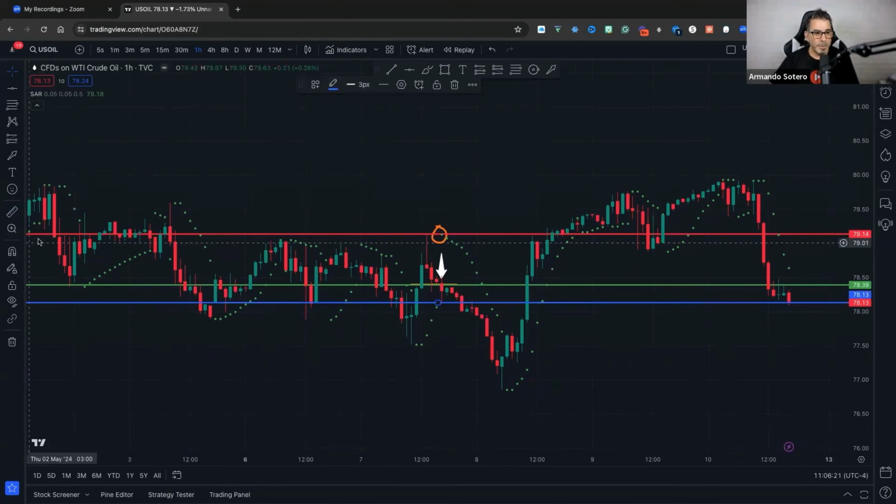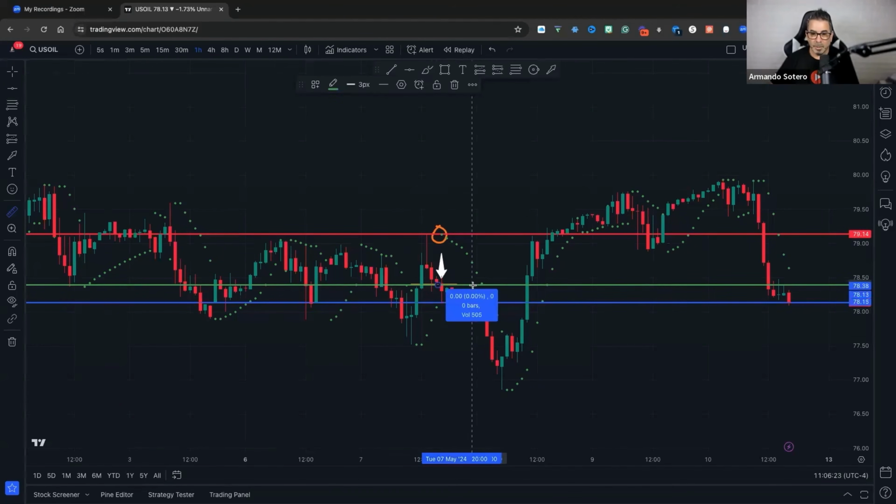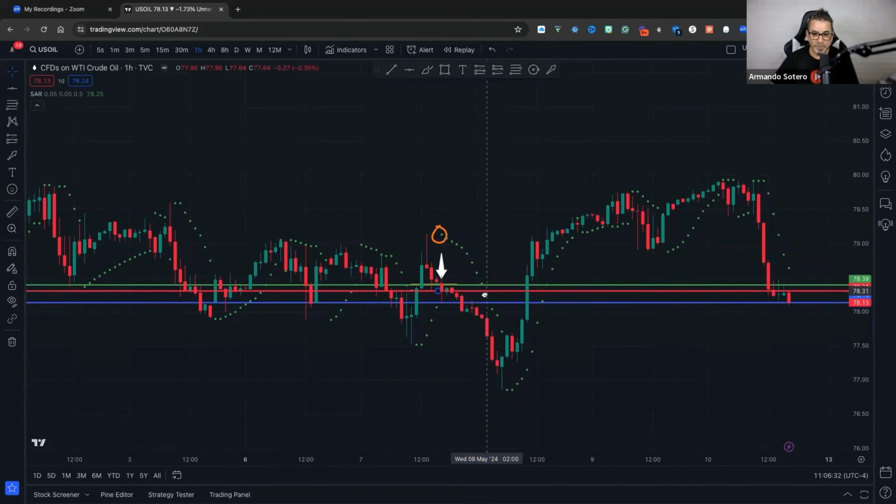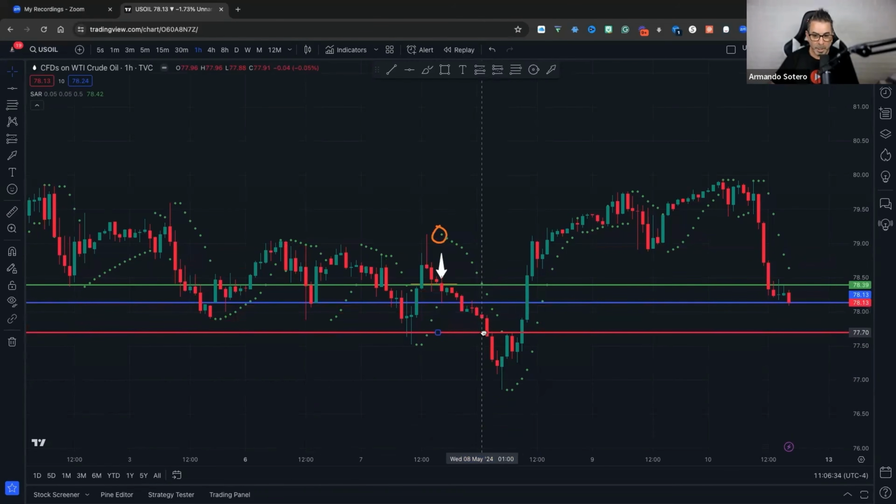But again, this traveled all the way down to this point, 152 pips. So again, you would be taking your stop loss if you're going to trail it, and you would be moving it down with you.